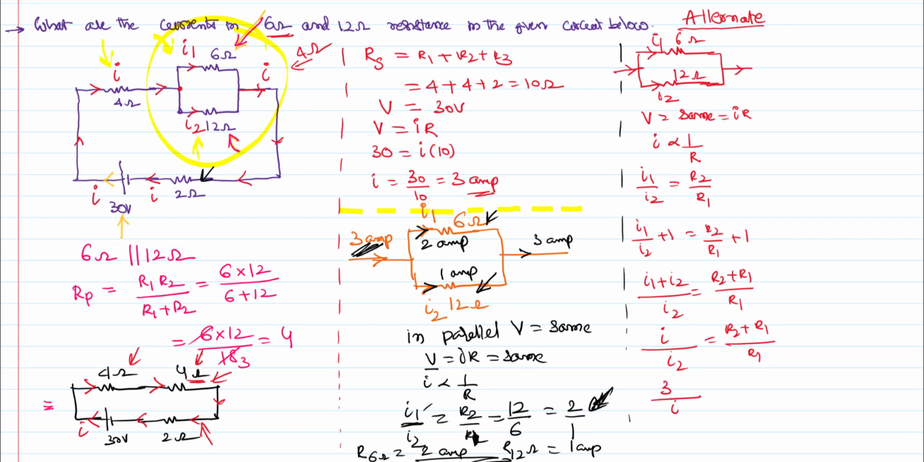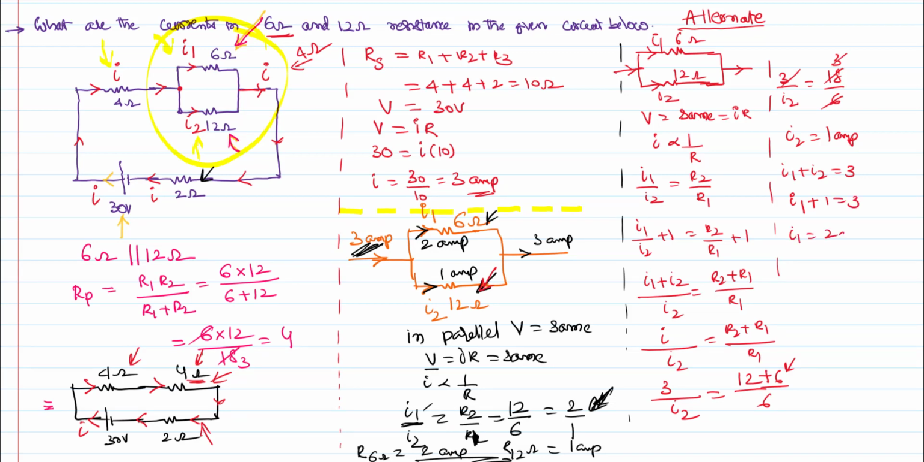Total I is 3 amperes. I2 we have to find out. R2 is 12, R1 is 6. So 3 by I2 is equal to 12 plus 6, 18 by 6. 6 3s are 18, 3 and 3 will cancel. I'll get I2 as 1 ampere. As I2 is 1 ampere, and I1 plus I2 is 3 amperes, I1 plus 1 is 3. That implies I1 is equal to 2 amperes.